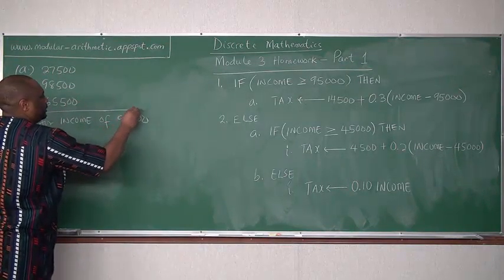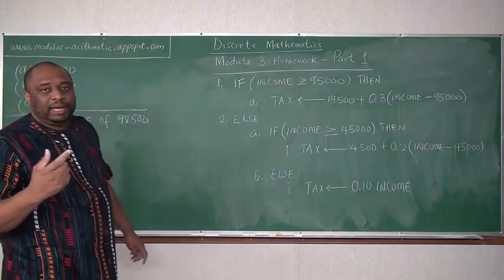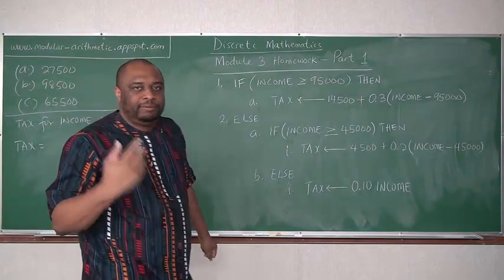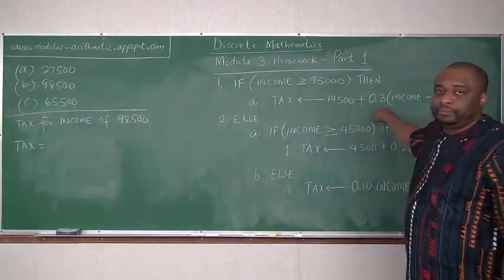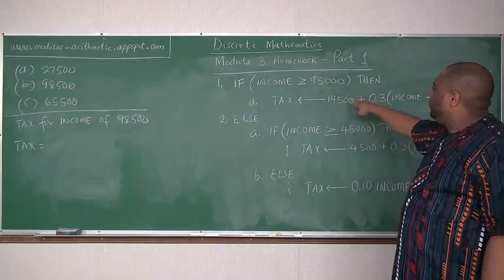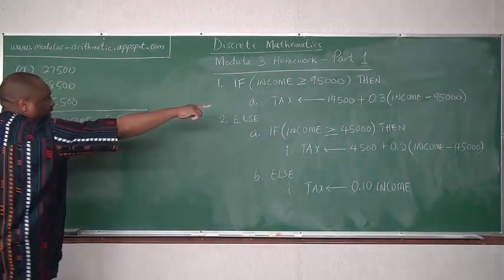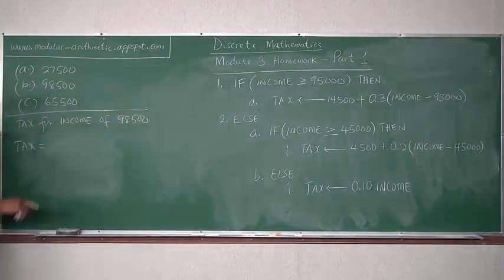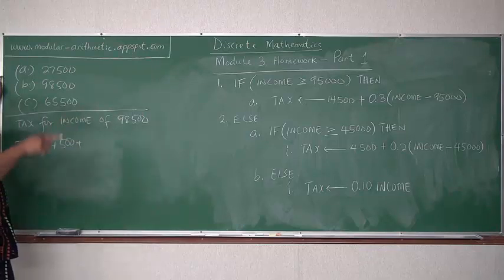So for 98,500, we look at this here. The 98,500 will fall in this category here because it is greater than 95,000. Okay, it's greater than 95,000. So we use that function there. So this will be 14,500. We use that condition.